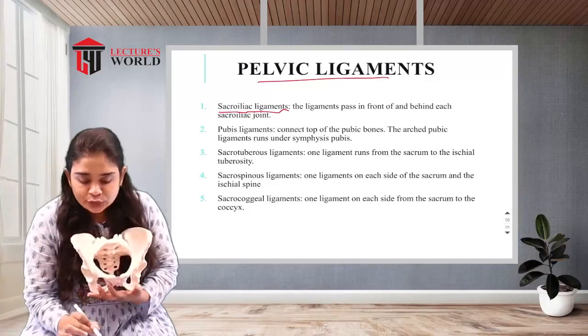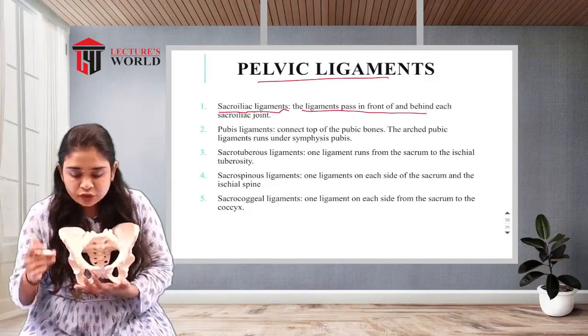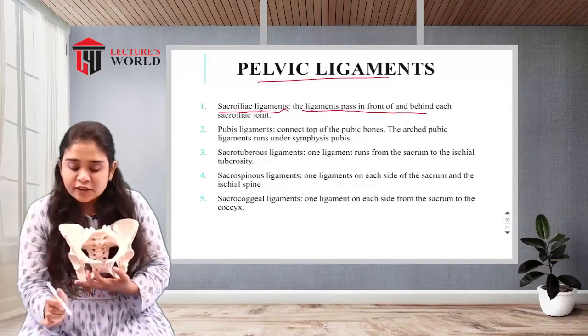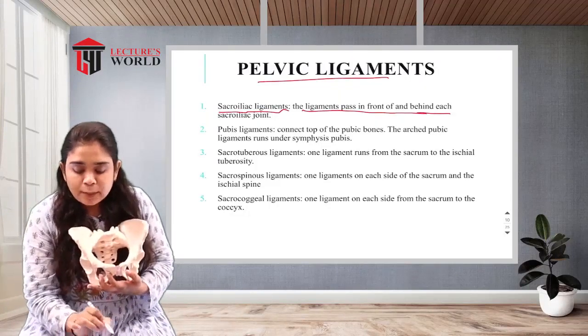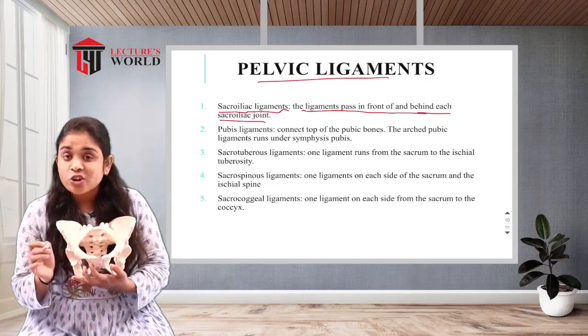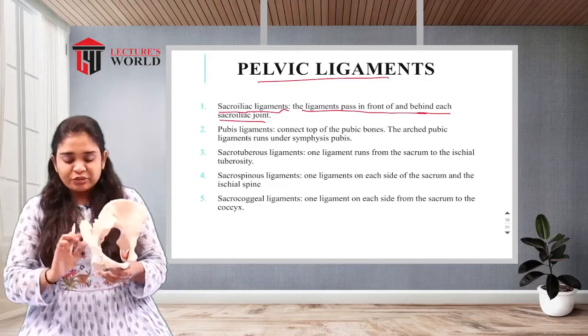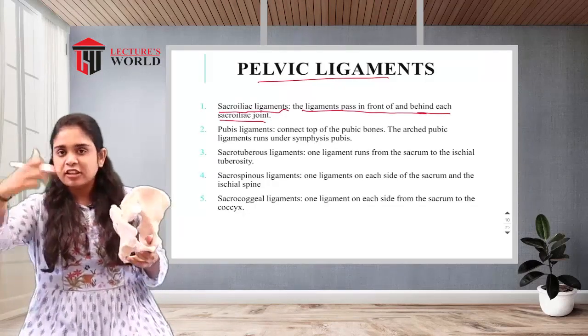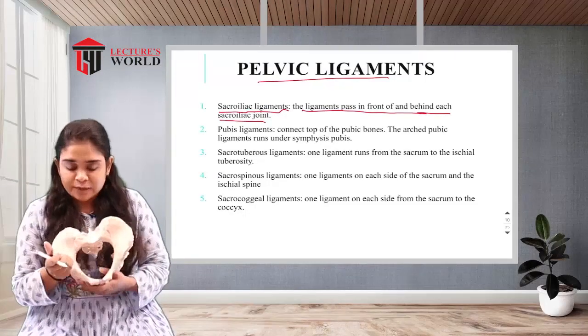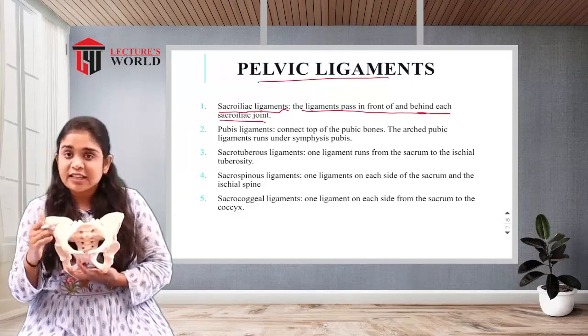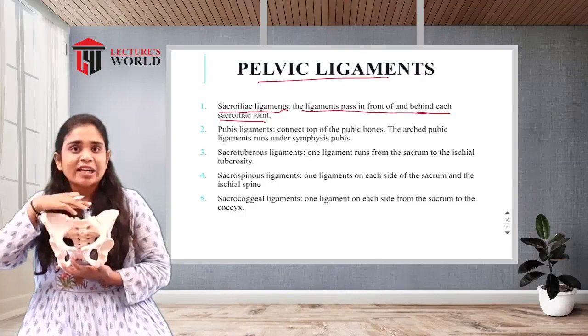Okay, so the ligament passes in front of, so here the ligament will be starting from the front side of the pelvis and it will go to the behind each sacroiliac joint. So it will pass from the front part and it will cover the back side, so it will be at the surrounding. Okay, then after that is the sacroiliac ligament. So that will be two, left and right.